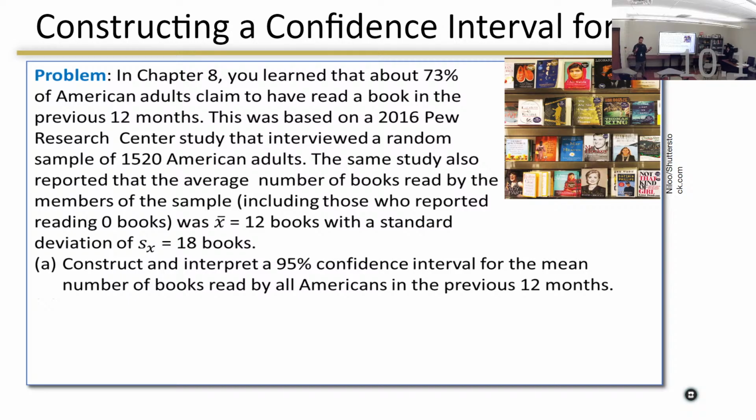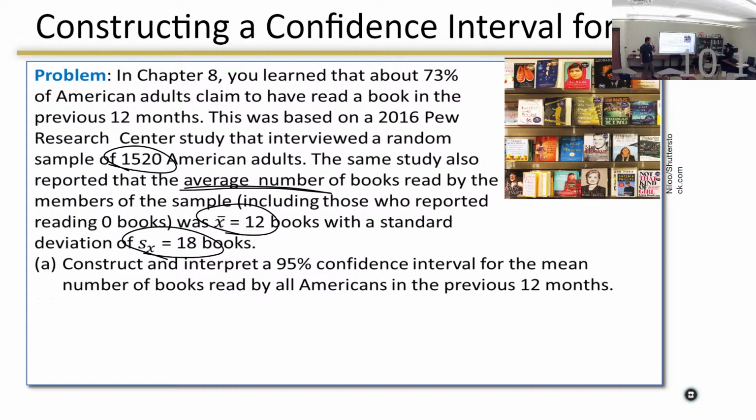I'm trusting you guys. In chapter 8, we learned about 73% of Americans claim to have read a book in the past 12 months. This was based on a random sample of 1520 American adults. The same study also reported the average number, not proportions, of books read by members of the sample, including those who read 0. Here, they gave me X bar, and they gave me the standard deviation. They typically give you those values. And then it says construct and interpret.